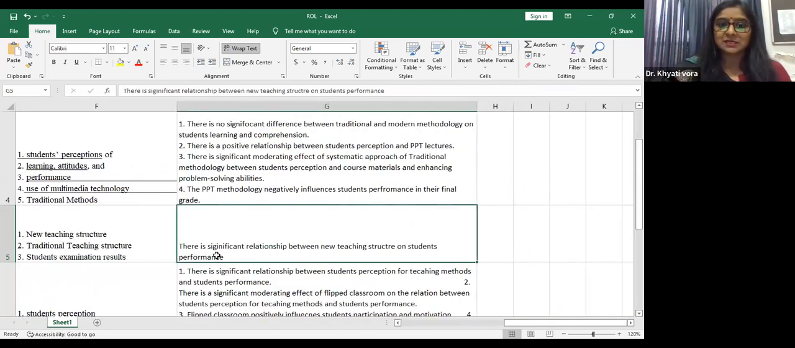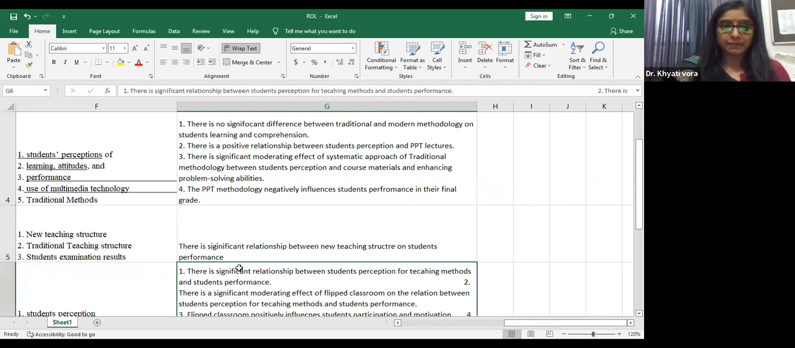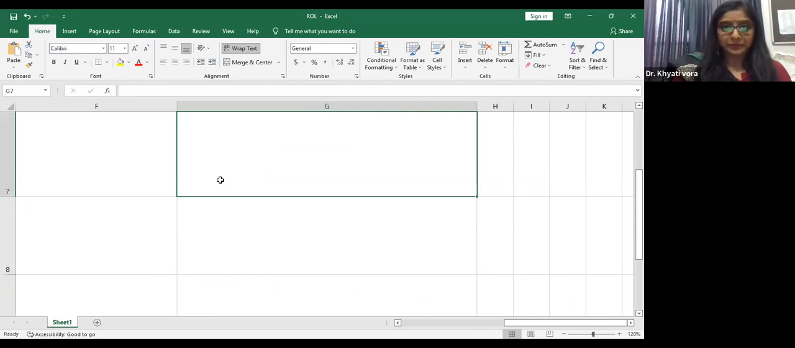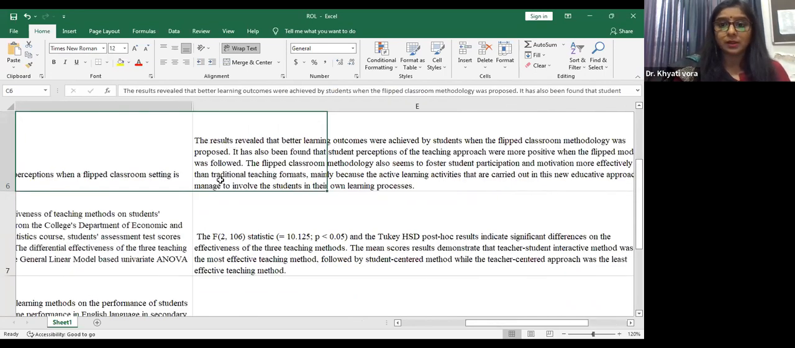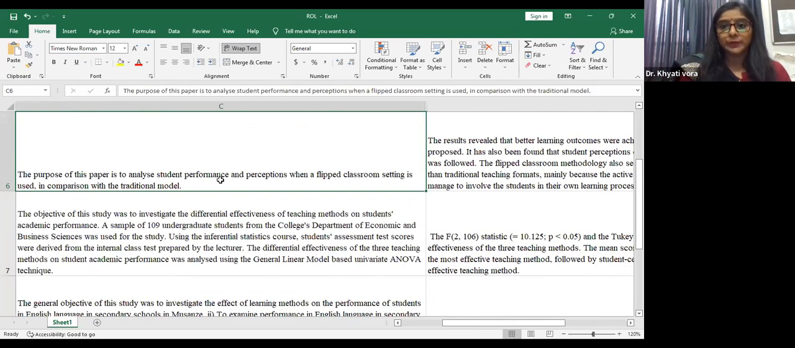There is a significant relationship between new teaching structure and students' performance. Is that what the person is saying, that yes, there is a significant relation, and the relation is stronger than with the traditional method. And the last one that I'm doing for you all, this is the third one that I am going to do for you all. The next one, the fourth one, I will be keeping those files open, and I want you all to tell me what the hypothesis should be.